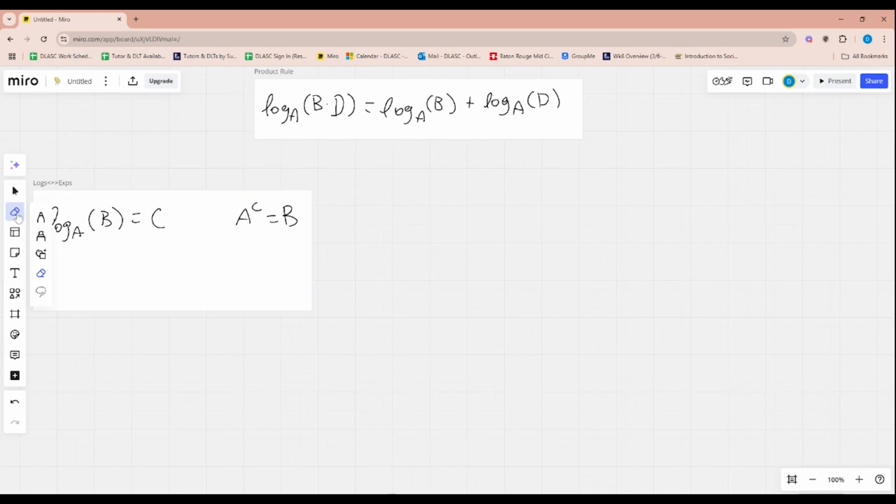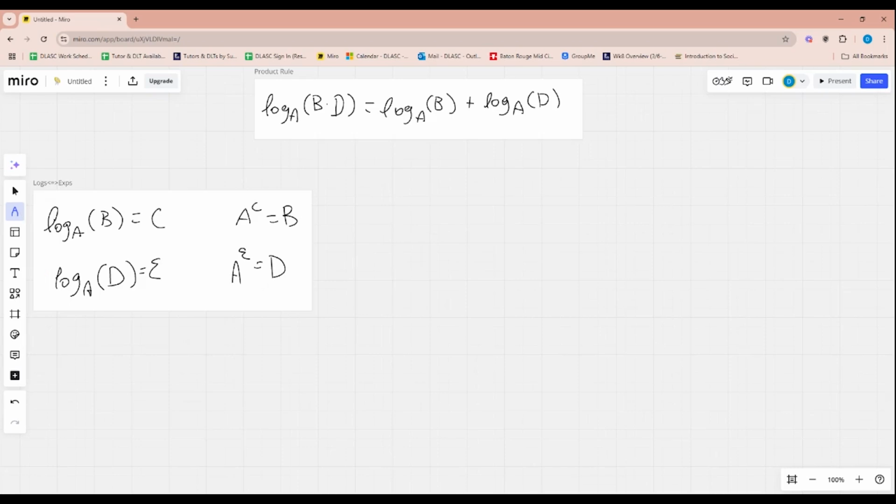So log base a of d is equal to, let's just call it e, because that's the next letter in the alphabet. And we'll do a to the e is equal to d. That's true. So again, if this is true, then this must be true, and that is because exponents and logs invert each other. They are the inverse of one another.